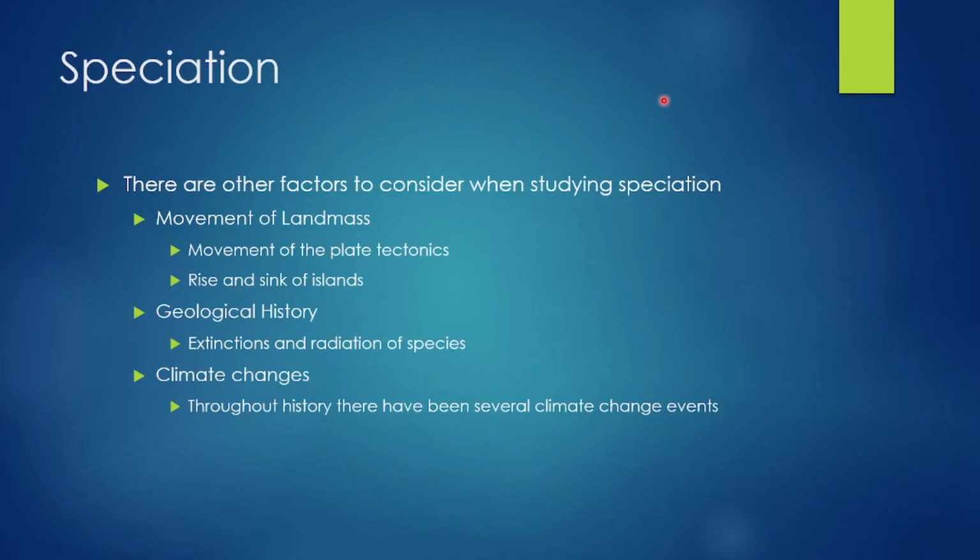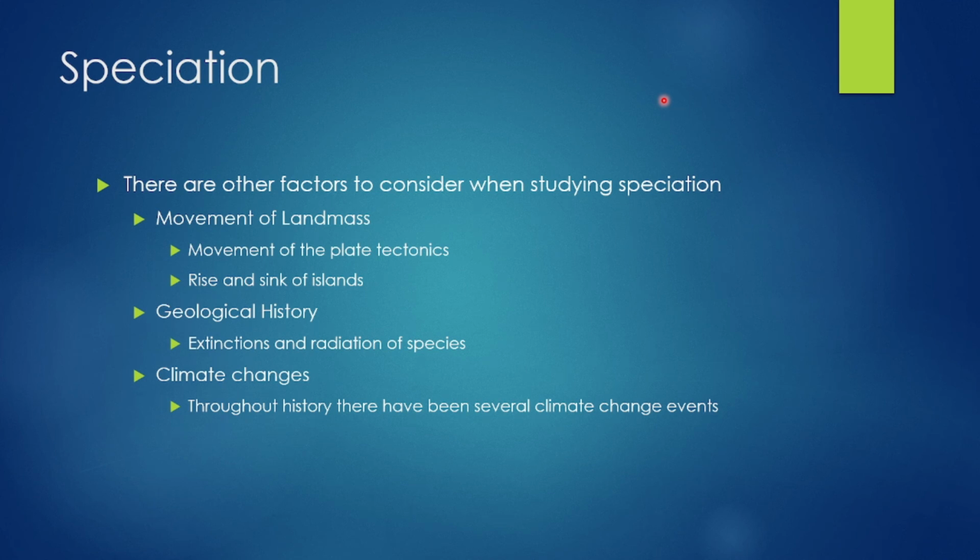So there are other factors to consider when studying speciation of organisms. The first is the movement of land masses, so first is the movement of the plate tectonics, which we'll be discussing in future sessions, and the rise and sink of islands. One good example is the Philippines, where, if I'm not mistaken, the Philippines arose 5 million years ago. I will double check that.